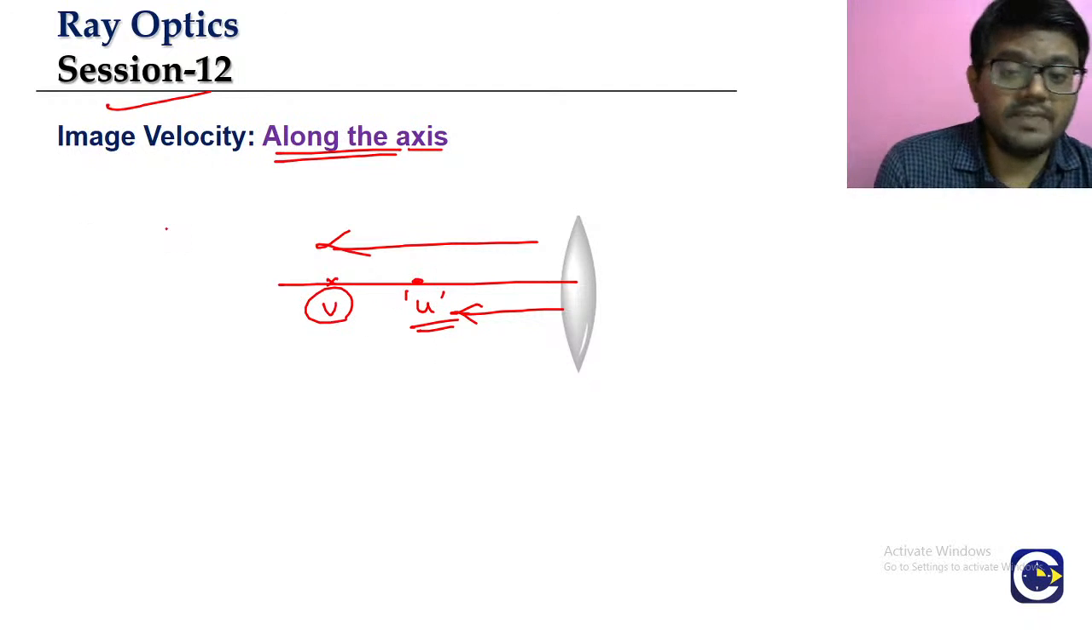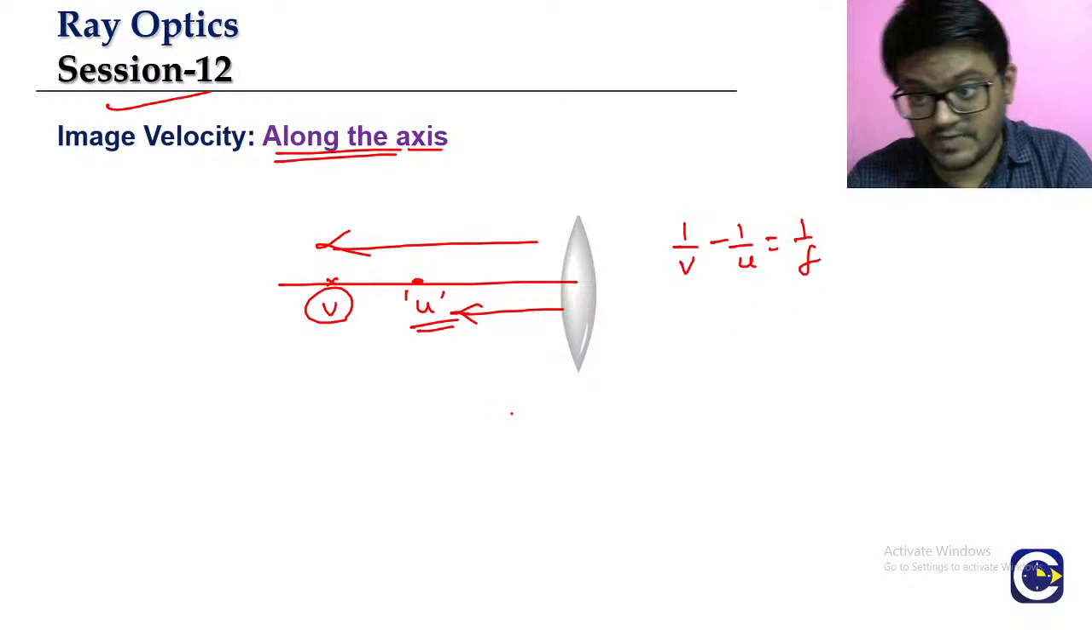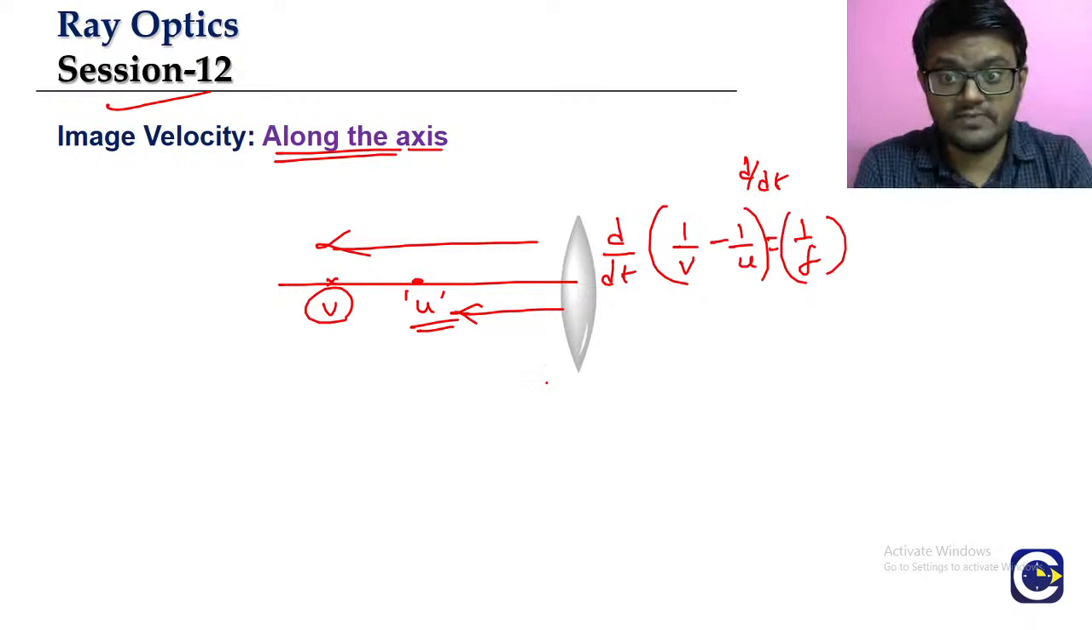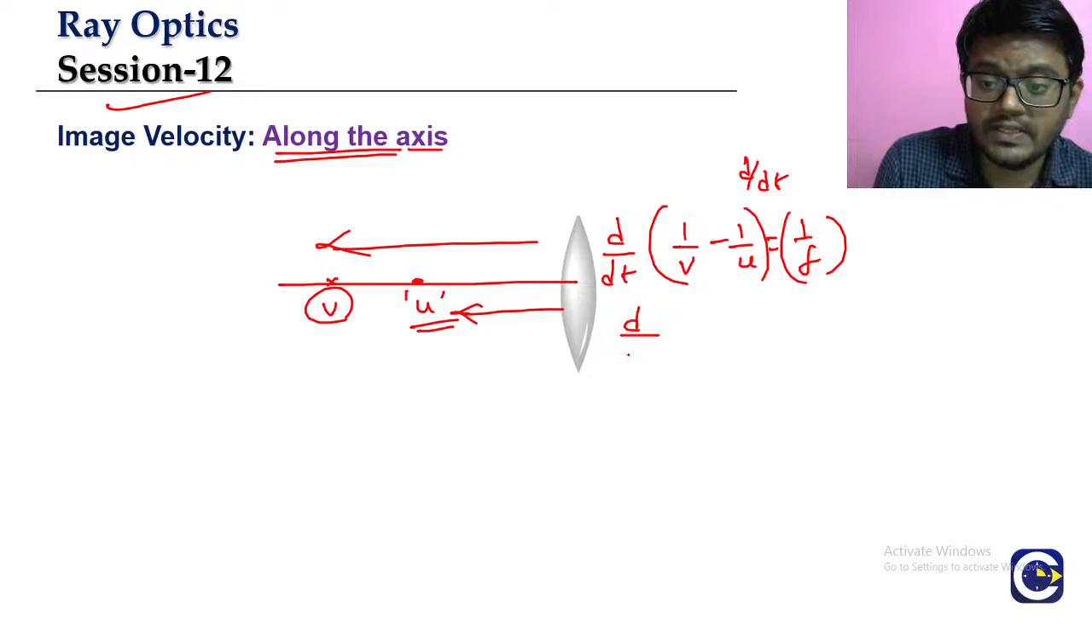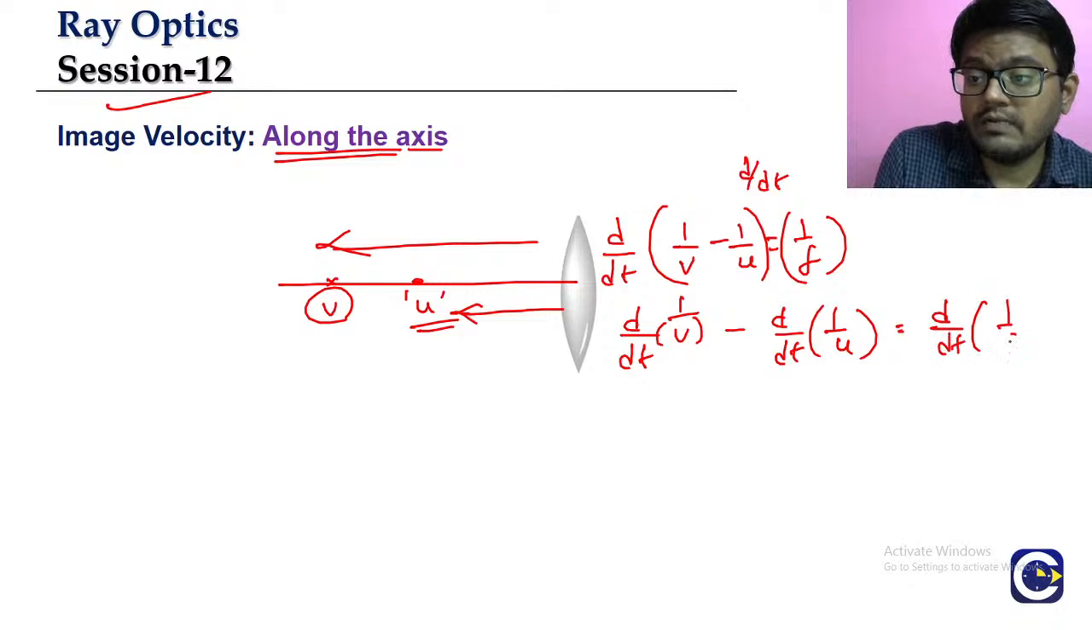We have a relation between them. What is the relation? The lens equation: 1 by V minus 1 by U is equal to 1 by F. Now we will take a derivative of this equation with respect to time, on both sides. So we have derivative of 1 by V minus derivative of 1 by U is equal to derivative of 1 by F.